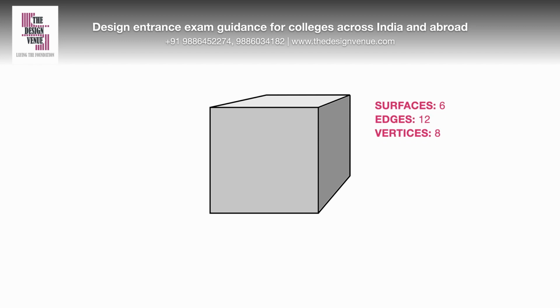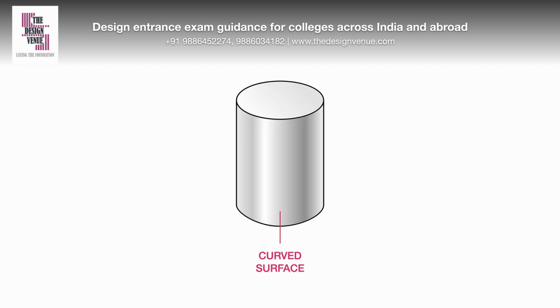The number of surfaces in a cube is 6. The number of edges is 12 and the number of vertices is 8. A cylinder has 2 edges and 3 surfaces, with no vertices.